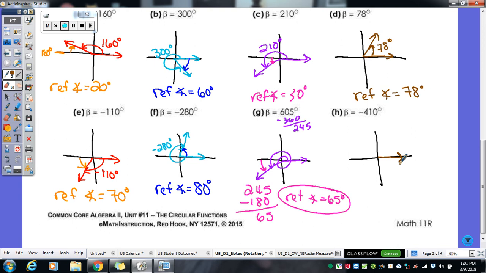So negative 410. It would wrap around one whole time. That's negative 360. So we need to go how many more degrees? 50 more. Which would also happen to be your reference angle. 50 degrees.